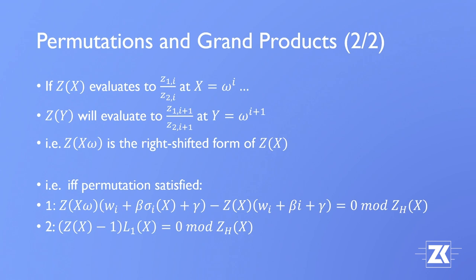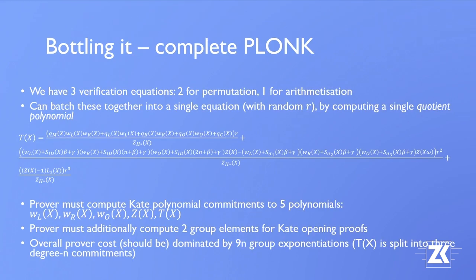when you evaluate z of x at the last subgroup element, then z of x omega will resolve to the first subgroup element. So you only need these two simple checks to check your copy arguments. And that creates this thing here.